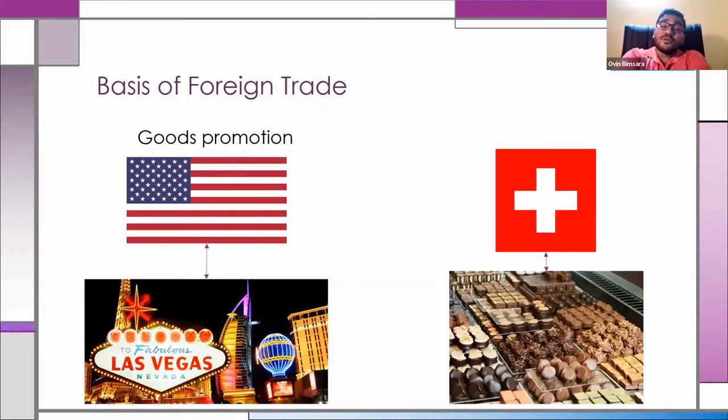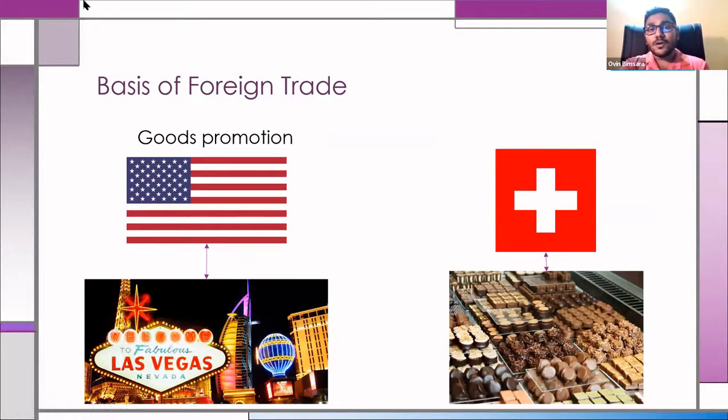And the goods promotion. There are some goods that we can see readily available in different countries, but still some countries do way better than others because their promotions are really good. They are marketing themselves in the best way possible.